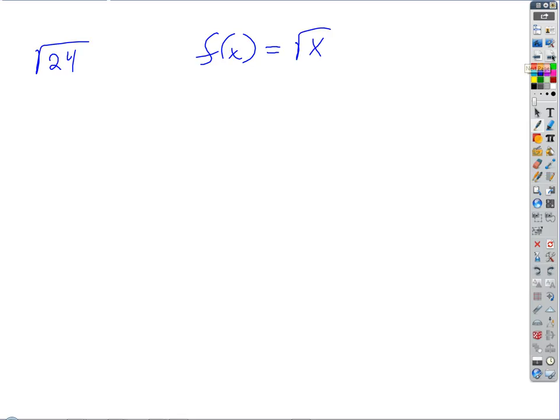I'm going to see if you can set this up. Work together and see if you can figure out a way to use differentials to estimate this, okay?